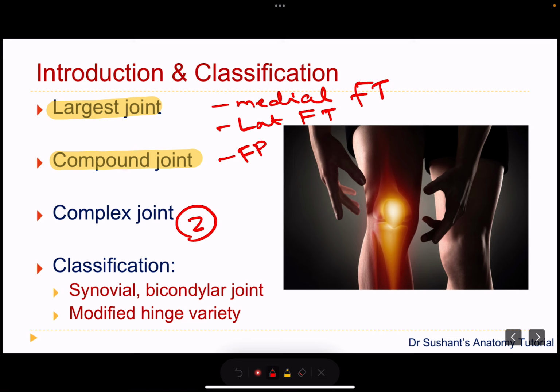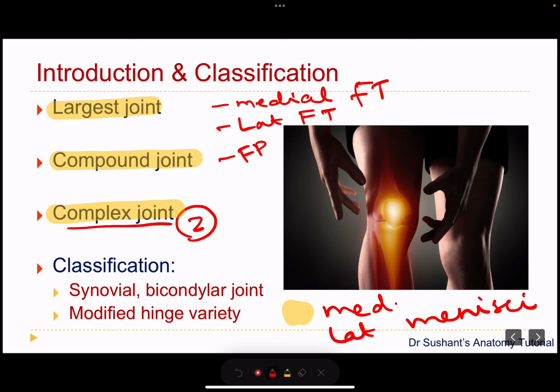So the knee joint is also a complex joint. What is a complex joint? A complex joint is a joint which is divided partially or completely into compartments by what are called articular discs. So here we have the menisci, the medial and the lateral menisci. These menisci divide the cavity of the knee joint into meniscofemoral and meniscotibial compartments. These are incomplete compartments within the knee joint. Therefore, it is a complex joint.